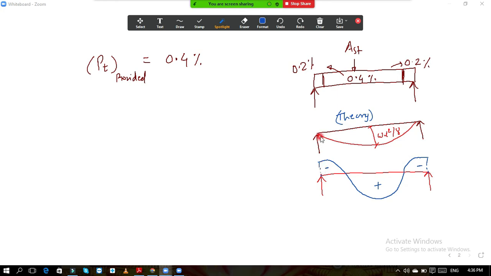Theoretically you say at a simple support the bending moment is 0. But whenever you provide this support in the structure, some bending moment gets generated at the support. So to resist this bending moment, what we normally do is, if we provide 0.4 percentage of steel here, half of the steel is transferred to the support. So we will provide 0.2 percentage of steel at this support and 0.2 percentage of steel at the left hand side support. Are you getting my point?